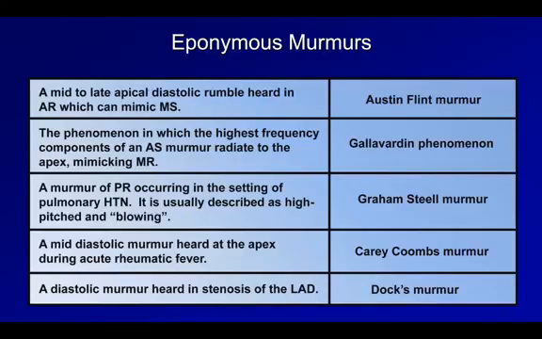I will leave you with one final point of trivia. The Austin Flint murmur, Graham Steell murmur, and the Carey Coombs murmur are, as far as I know, the only eponymous physical findings in the body which contain the physician discoverer's first and last names.